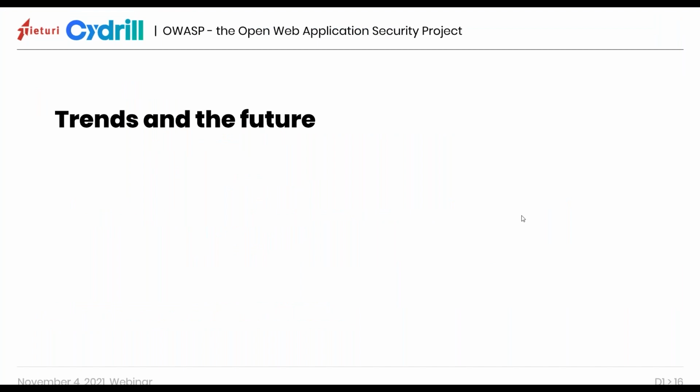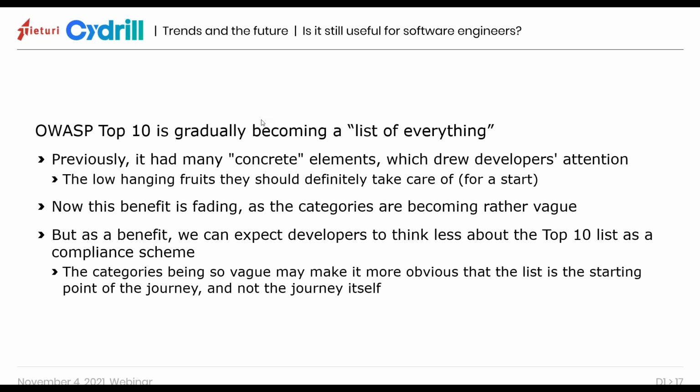Okay, so to close off this discussion, let's talk about this new OWASP Top 10. What's its direction? What's its future? And how is it useful to us? First of all, the first question that a lot of developers may have when they look at this list is, is it still useful?